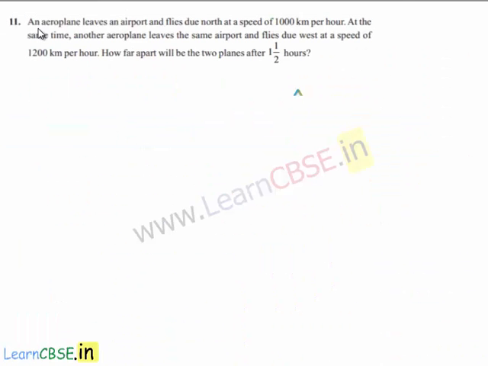Now moving on to the 11th sum. An aeroplane leaves an airport and flies due north at a speed of 1000 km per hour. At the same time, another aeroplane leaves the same airport and flies due west at a speed of 1200 km per hour. Find how far apart the two planes will be after 1.5 hours. Now moving on to the solution.